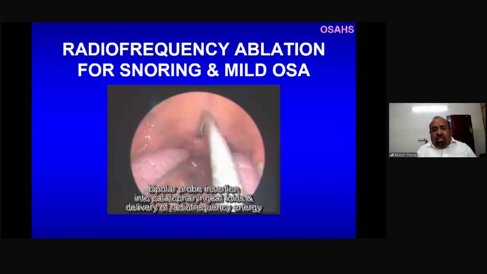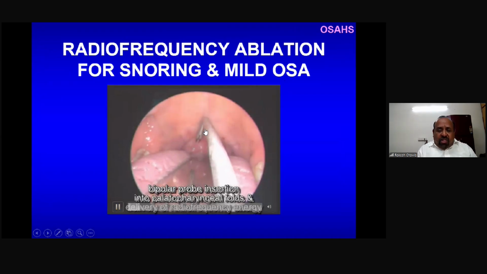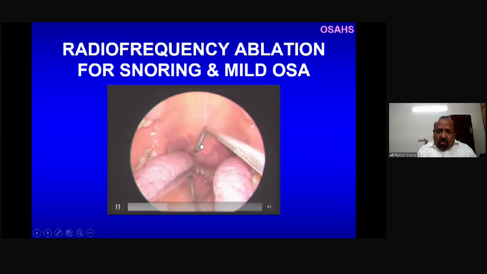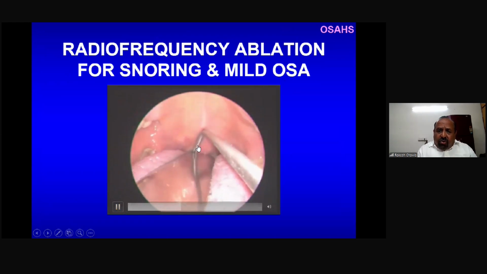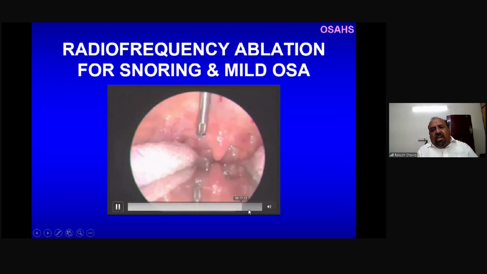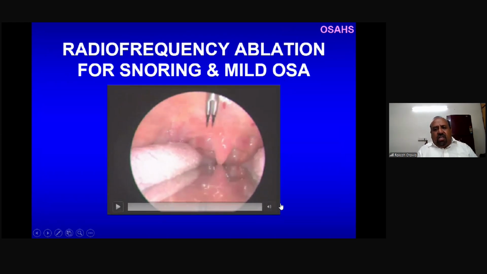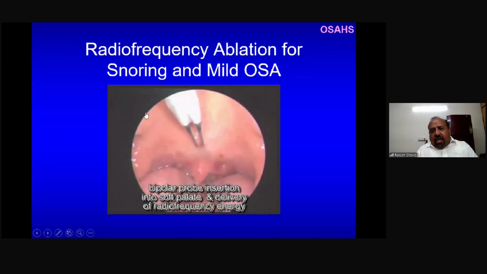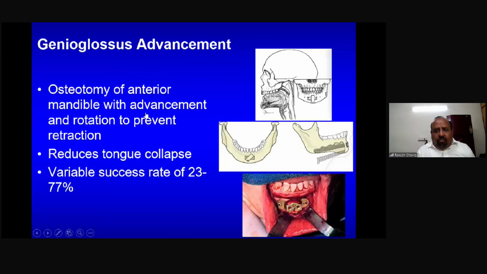Radio frequency ablations again are done through these. You put your radio frequency probe into this part of the palate, releasing the radio frequency waves, again leading to fibrosis and increasing the space. Another, in the same way, with different kinds of probes.